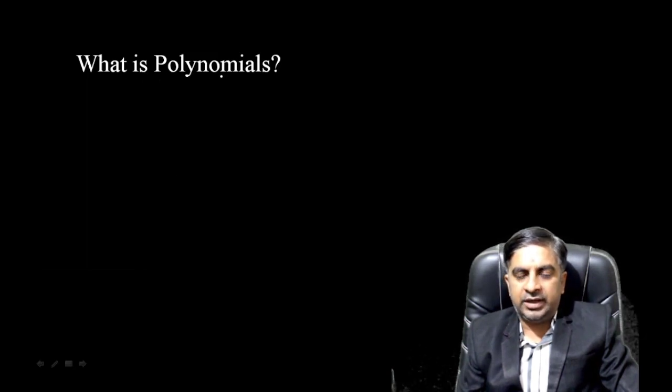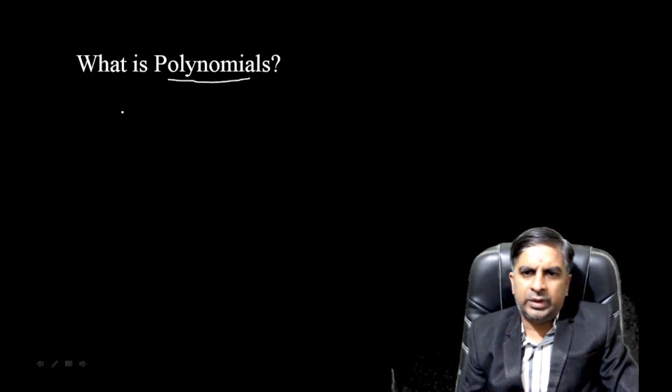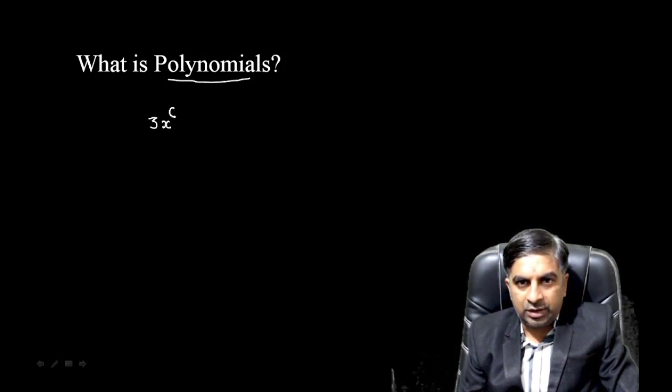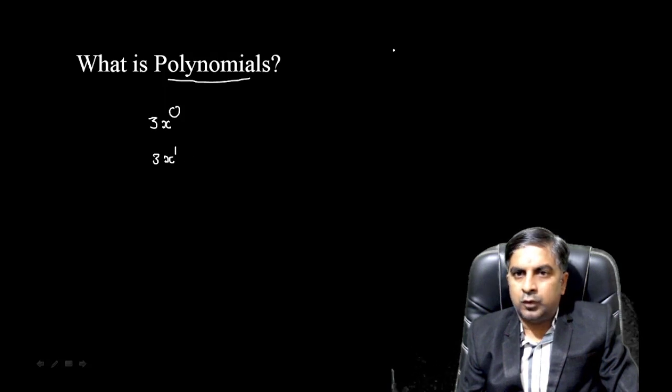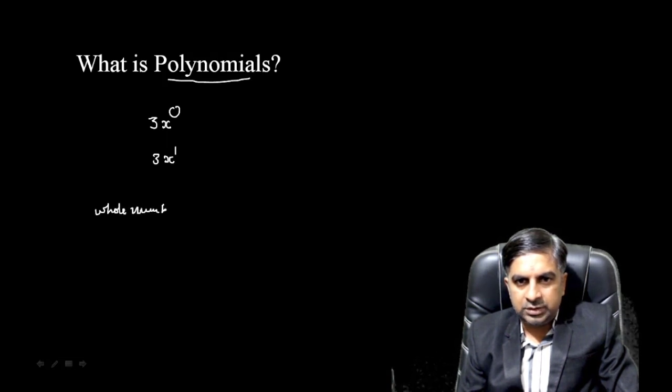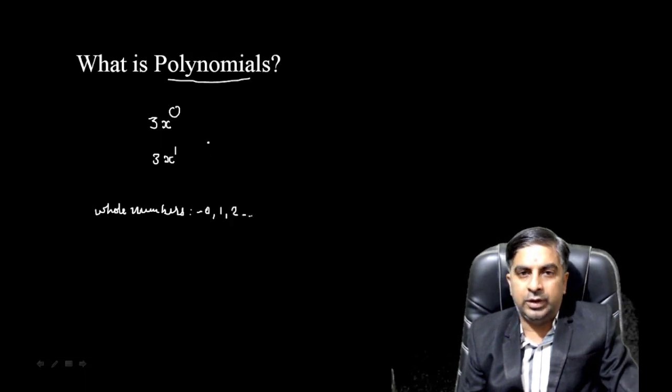What is a polynomial? Actually we have learned about this in class 9th, but here we are going to do a quick revision. So what is actually a polynomial? When you have a constant, a variable, and a power that is a whole number. Power should be a whole number. So when I say 3x raised to 1, a constant means a term, a variable, and a whole number power. Power should be a whole number. You should know what whole numbers are: starting from 0, 1, 2 up to infinity, these are all whole numbers.